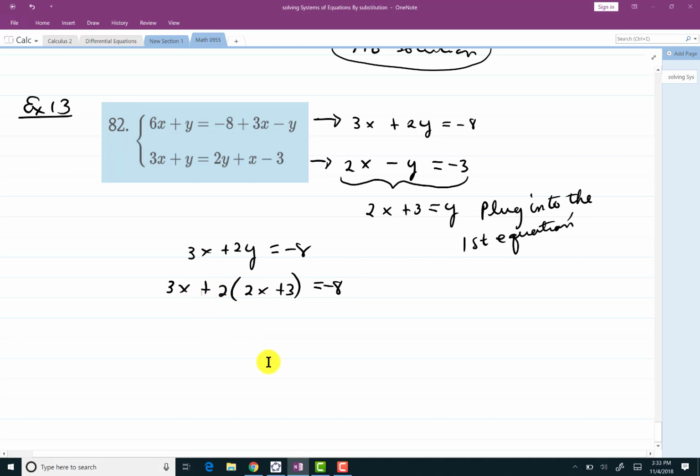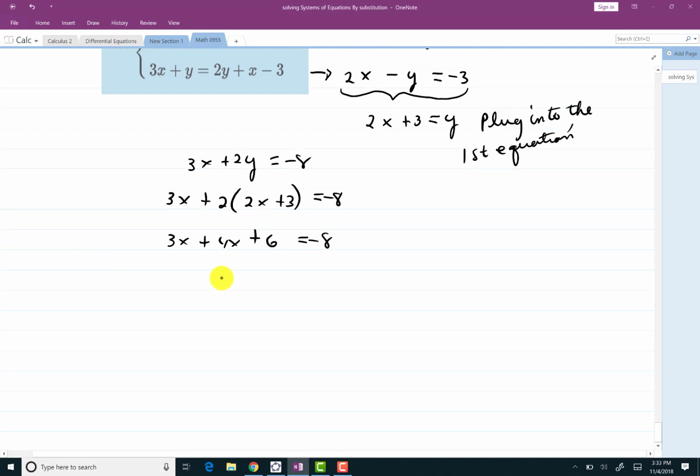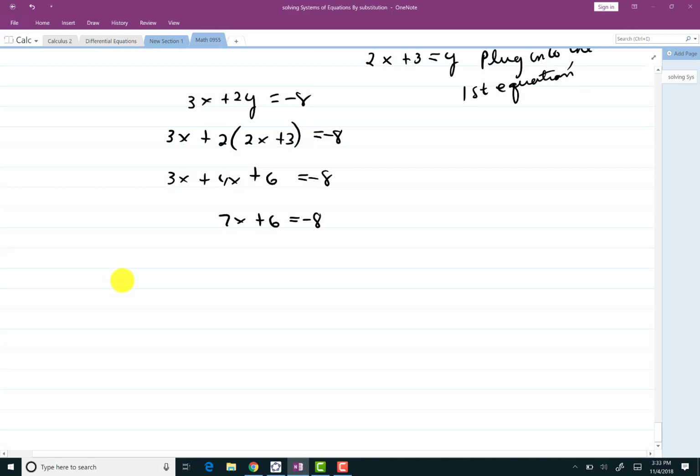And then I will have 3x multiplied through by the 2. So I have 3x plus 4x plus 6 equals negative 8. Let me combine those x's to get 7x plus 6 equals negative 8. Let me subtract off the 6. 7x equals negative 14. And then divide by 7, and I get x equals negative 2.